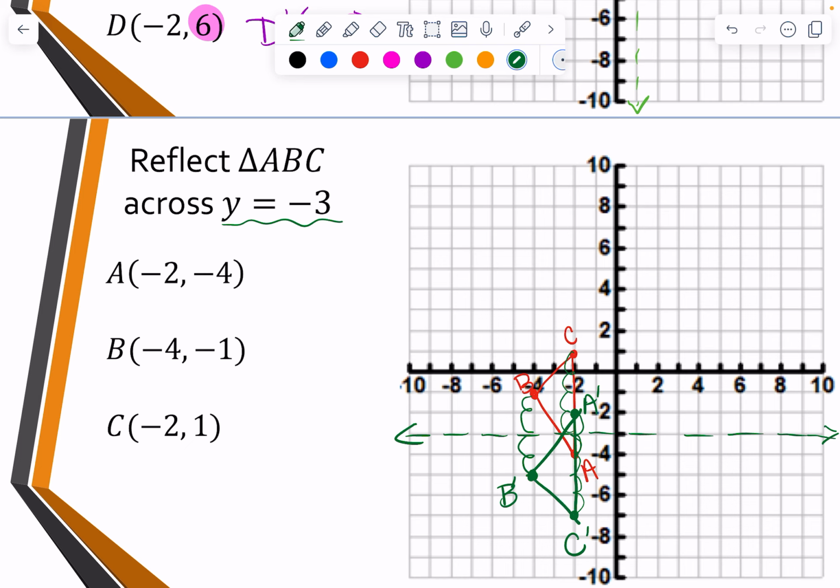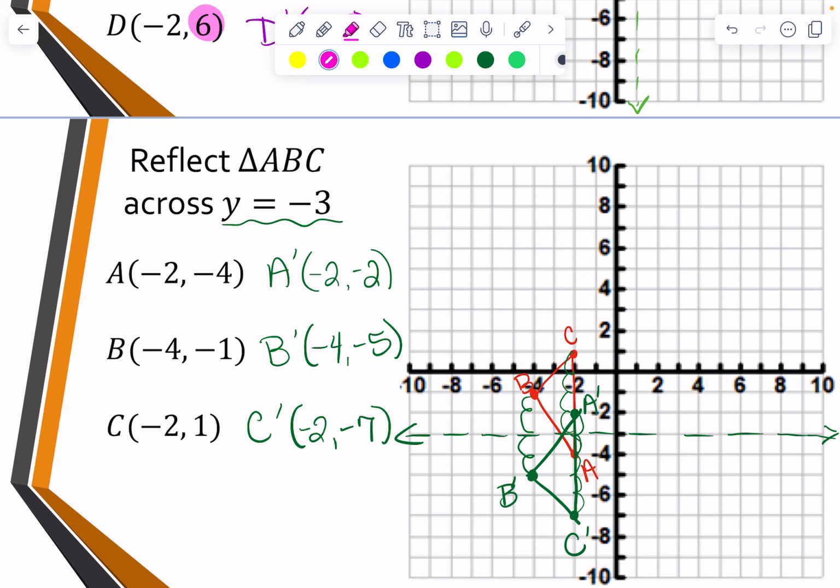So if we take a look at these, let's go through and write our ordered pairs. A prime is at -2, -2. B prime is at -4, -5. And C prime is located at -2, -7. Again, something to point out: this time my x values are not changing because I am flipping vertically, top to bottom. So the only thing being impacted is the y values.